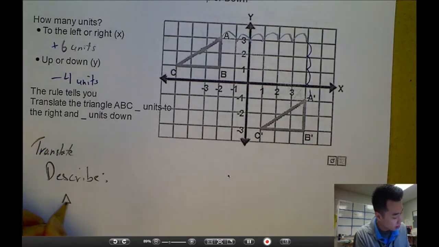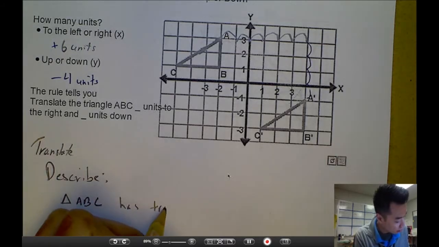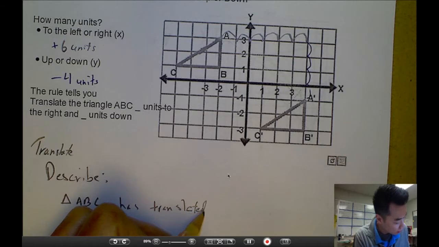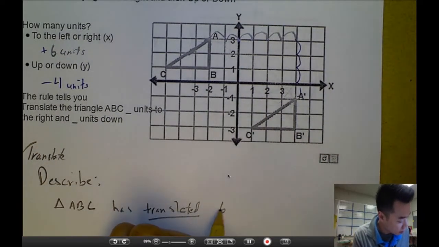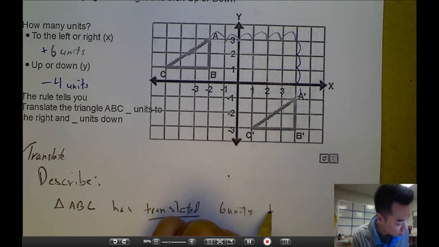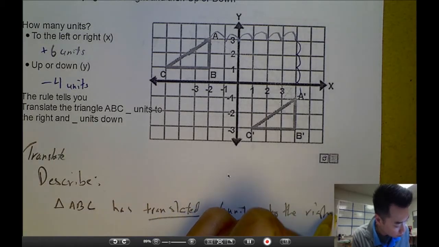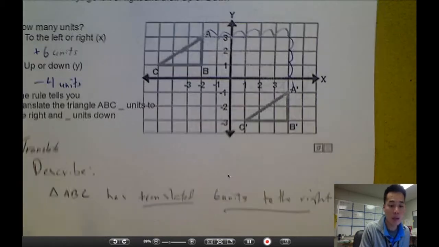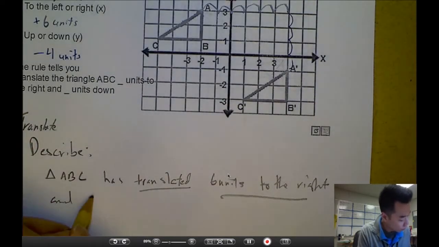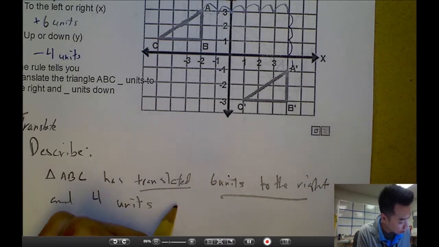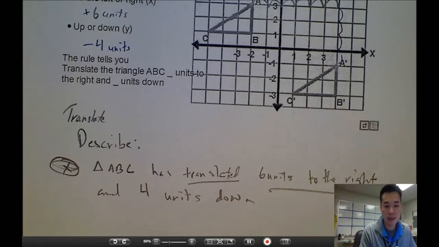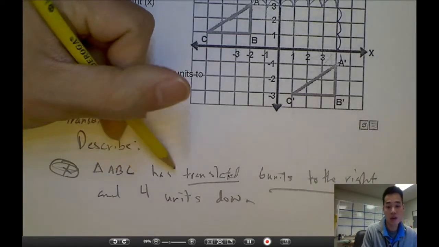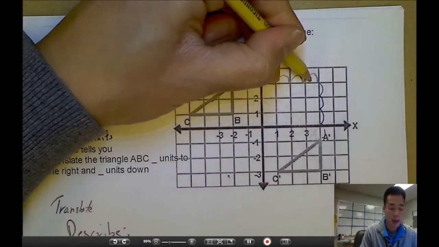you would say triangle A, B, C has translated, and that's the key word. It tells me that this is a slide, translated 6 units to the right. Again, tells me how many units, and 4 units down. And that's my answer right there. Triangle ABC has translated 6 units to the right and 4 units down.